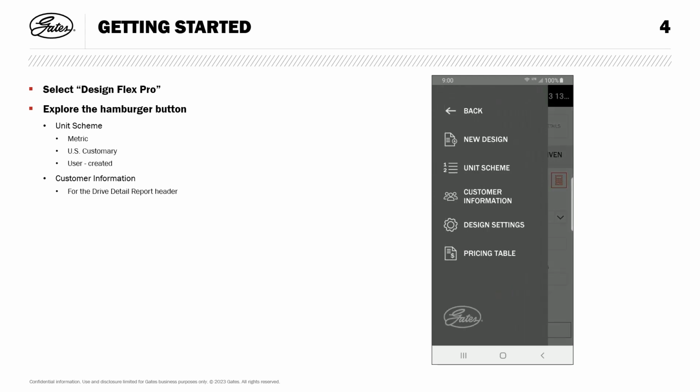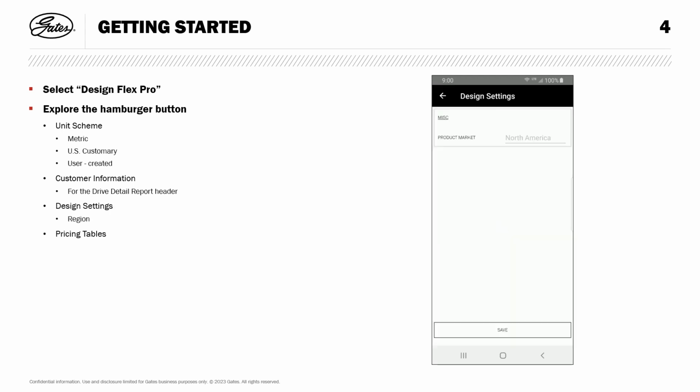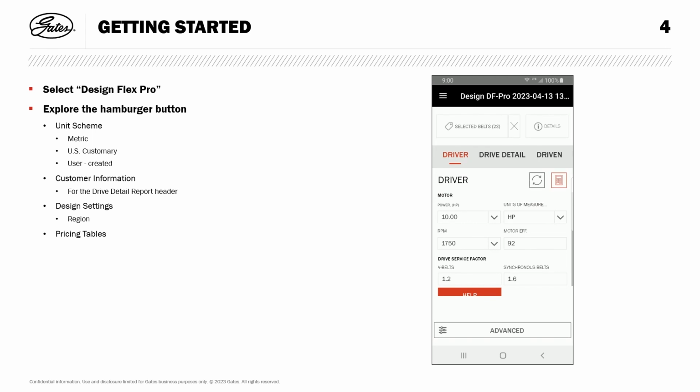We have some additional options for the DF Pro module, and note that you can change your regional product market in design settings. I also want to draw your attention to the Clear button and the Design button. More on their functionality in a moment.